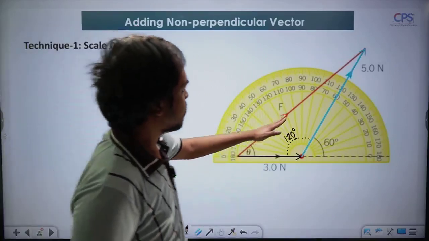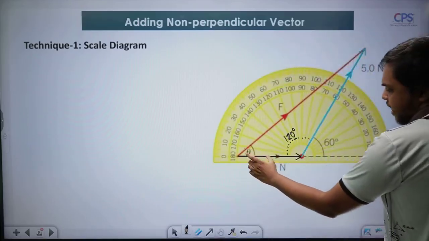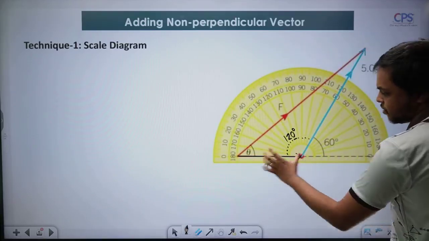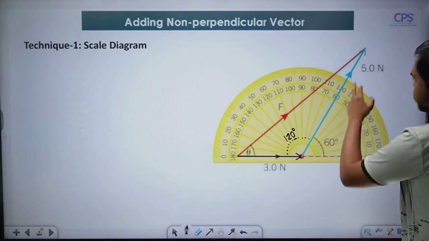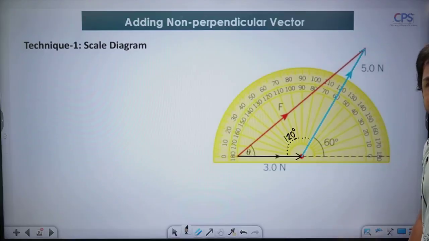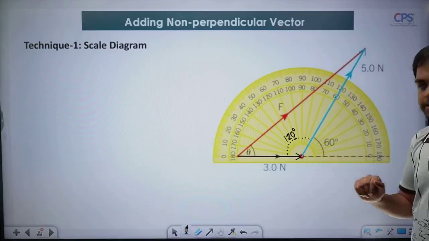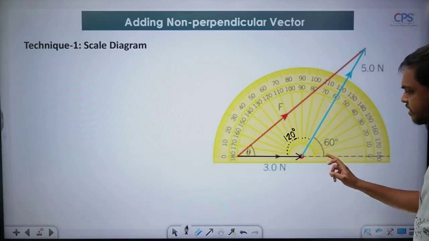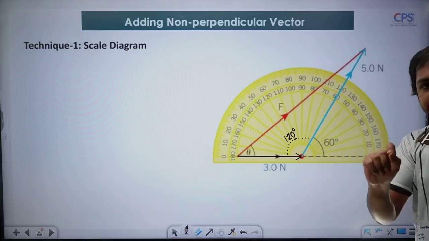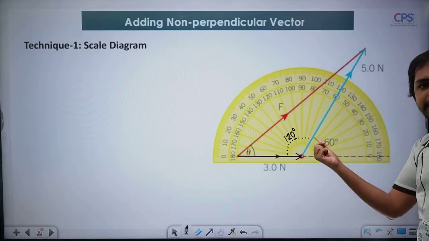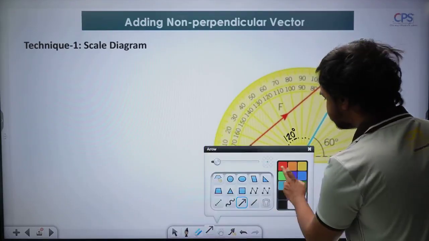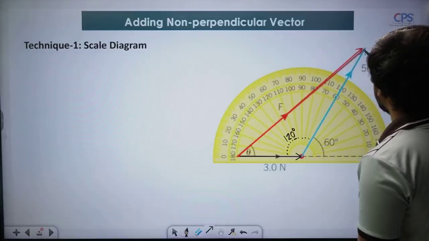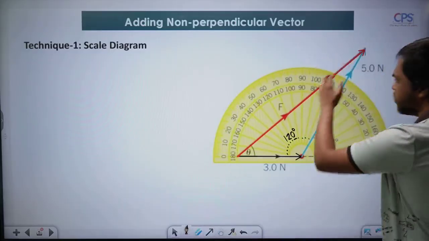Now what do you do? You have to take 3 centimeters by scale, and then take 5 centimeters by scale. Okay, and you have to take the exact angle as well. So you have a scale to get that. So that one is 60 degrees, so this one becomes 120. So if the question is given with 120, you need to get 60 here, right? This angle. Then this one will be your resultant.